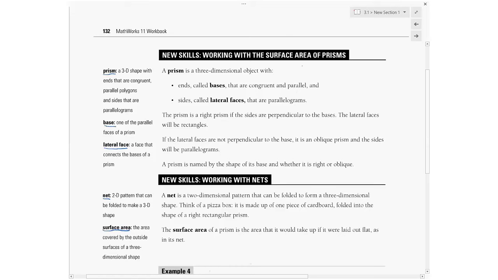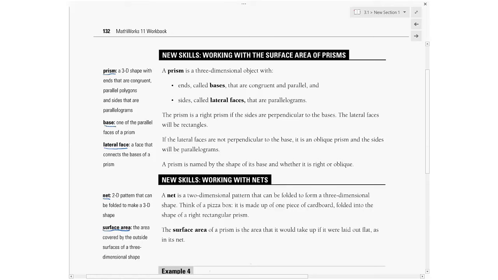So they're evenly equidistant at every point. Lateral faces are parallelograms. We're usually going to have rectangles, but they're parallelograms. It's a right prism if the sides are perpendicular to the bases, so the lateral faces will be rectangles. That's what we're going to deal with mostly.